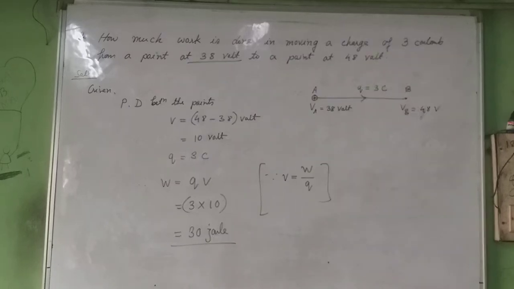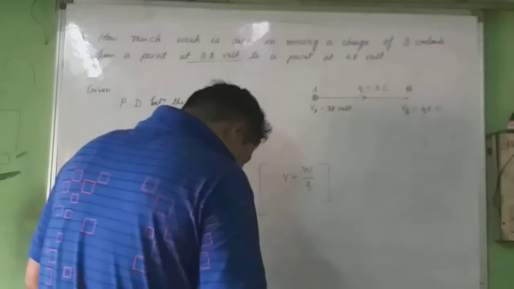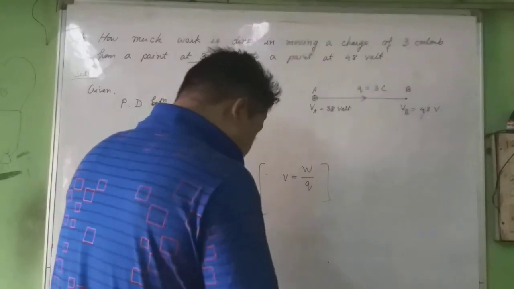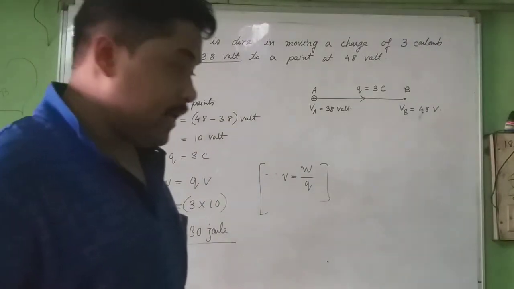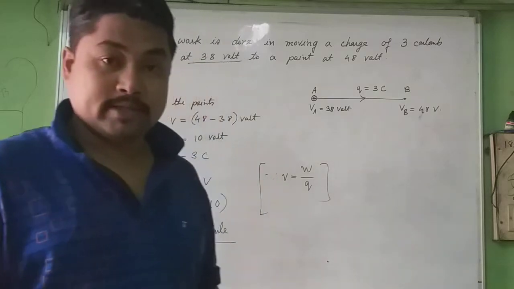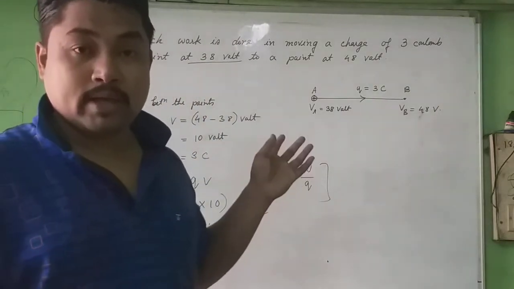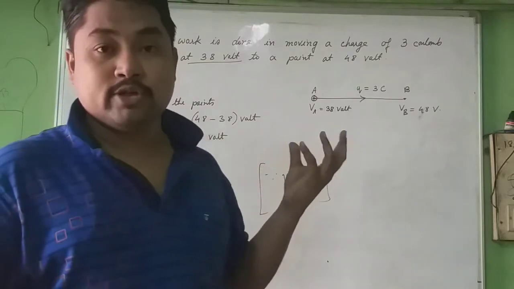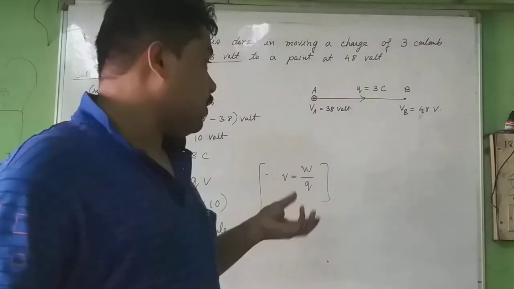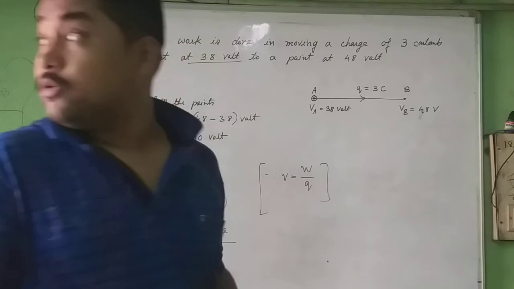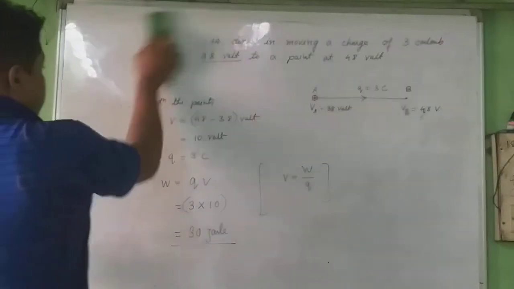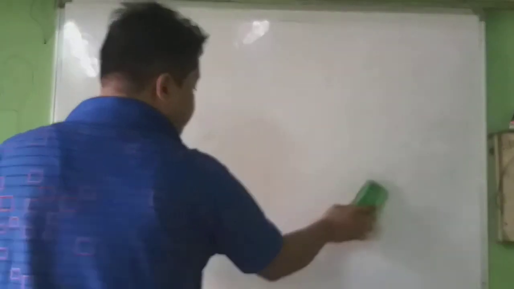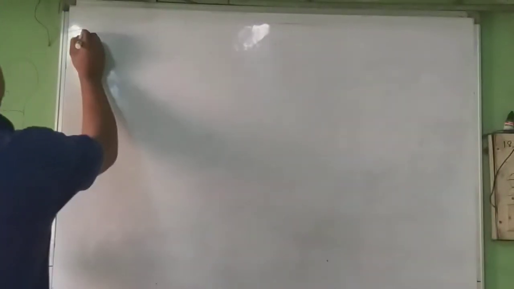Okay, moving on to question number 4. Now the equation for current: I is equal to Q by T, the rate of flow of charge through any cross section of a conductor. That was the formula. So, let's follow the next question. Question number 4.